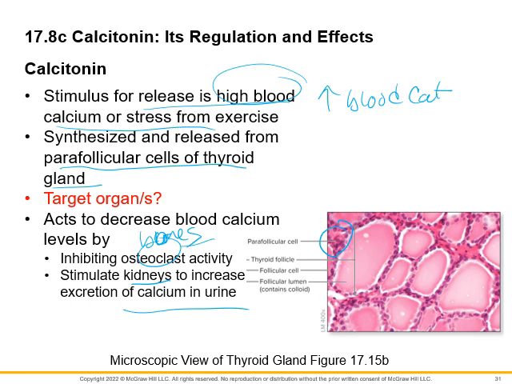So something to note, if I said, name the 3 hormones that are released from the thyroid: T3, T4, calcitonin. Which 2 hormones are made from the follicular cells? T3, T4. Which hormone is made from the parafollicular cells? Calcitonin. So hopefully that made sense. We're going to go through more hormones as we move through to part 3.